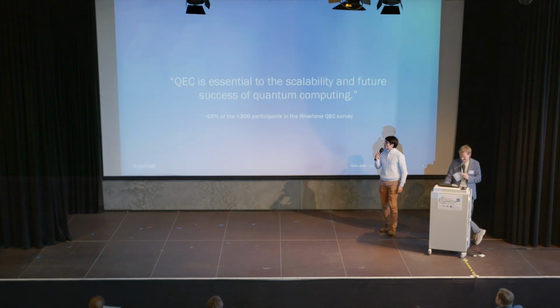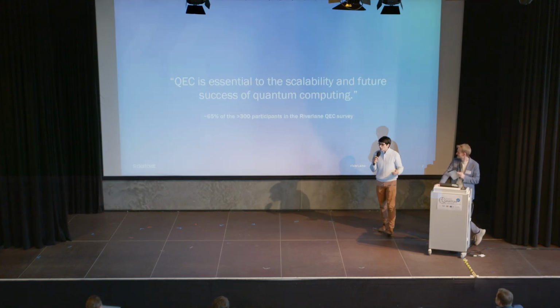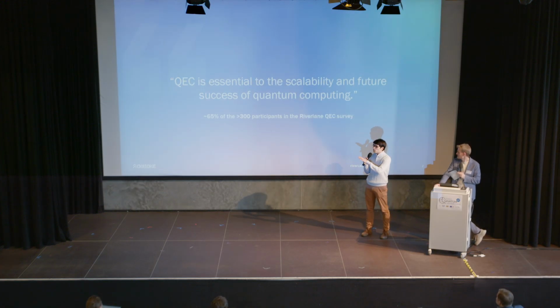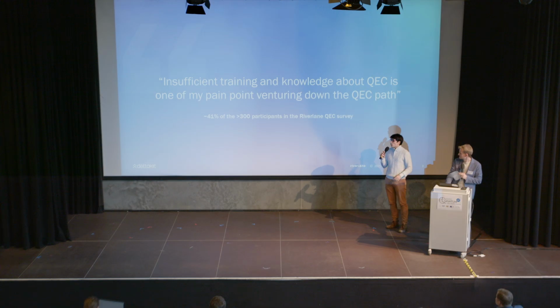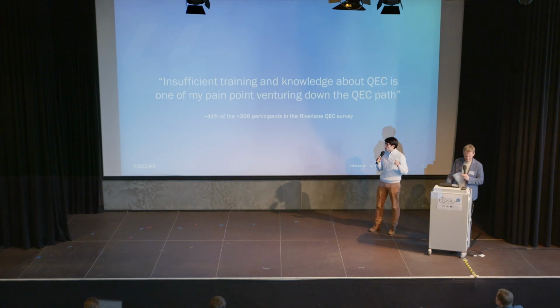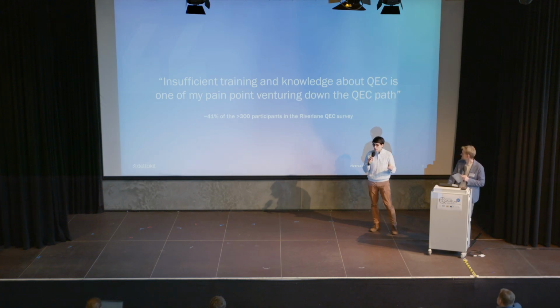Turns out Riverlane did a survey recently on quantum error correction, and 65% of the people answered that quantum error correction is, in their opinion, essential to quantum computing in the future. And 41% of them said that insufficient training and knowledge about quantum error correction was one of the main pain points they had in starting to work on quantum error correction.